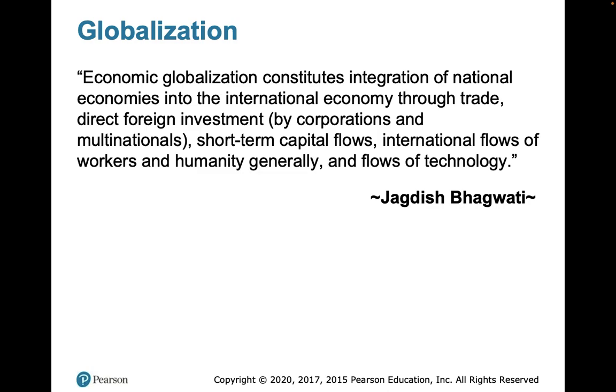Now globalization constitutes integration of national economies into the international economy through trade, direct foreign investment, short-term capital flows, international flows of workers and humanity generally, and flow of technology. Before now we wouldn't even say a flow of technology, but in the world we are in today, the flow of technology is one of the big aspects of globalization.